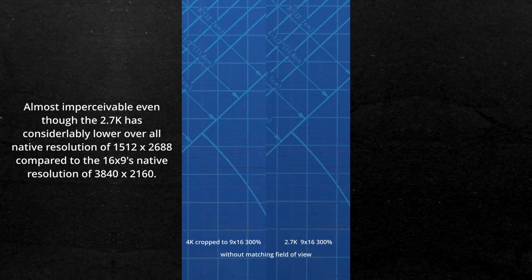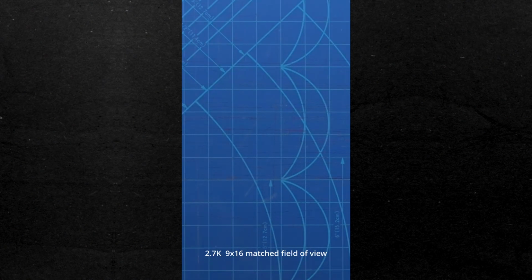The only reason I'd use 4K cropped to 9:16 from 16:9 is when you have to crop in a lot, like 300%, and you don't match the field of view. As you can see here, the 2.7K is way more zoomed in, and that's just because I matched the field of view and it loses a bit more detail. But as you can see as well, there's not a giant difference in detail, to be fair. And here's 4K 16:9 cropped to 9:16, 100% zoom. But in this case, I matched the field of view, and you can see it's way sharper.